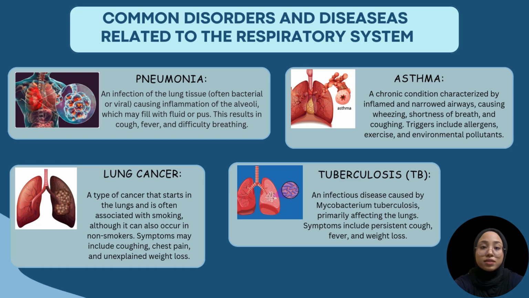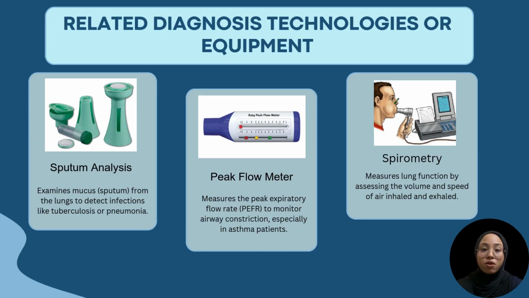Thirdly is lung cancer. It starts in the lung and is often associated with smoking, although it can also occur in non-smokers. The symptoms may include coughing, chest pain, and unexplained weight loss. Lastly is tuberculosis, which is TB. It's an infectious disease caused by Mycobacterium tuberculosis that affects the lung, and symptoms include persistent cough, fever, and weight loss.